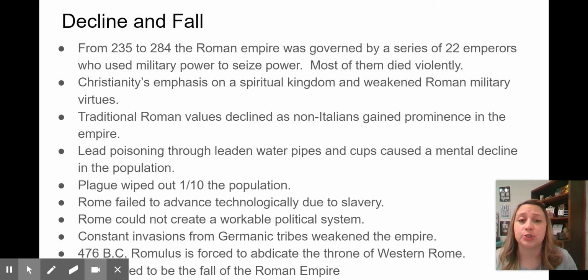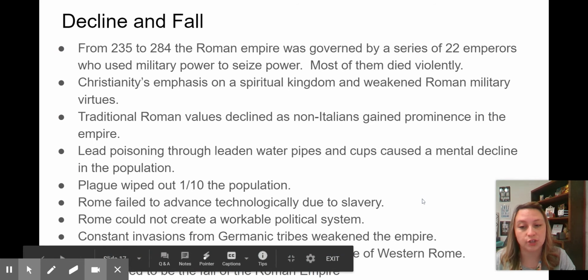Christianity's emphasis on the spiritual kingdom weakened the Roman military virtues as well. Instead of being a dominant fighting power, they kind of cut back on that. They're like, that's not really the Christian way. Fighting isn't the Christian way. So traditional Roman values decline as non-Italians start to gain prominence in the empire. Lead poisoning through lead in water pipes and cups also caused a mental decline in the population, which is kind of insane, but it happens. They also had a plague wipe out a whole 10th of their population.